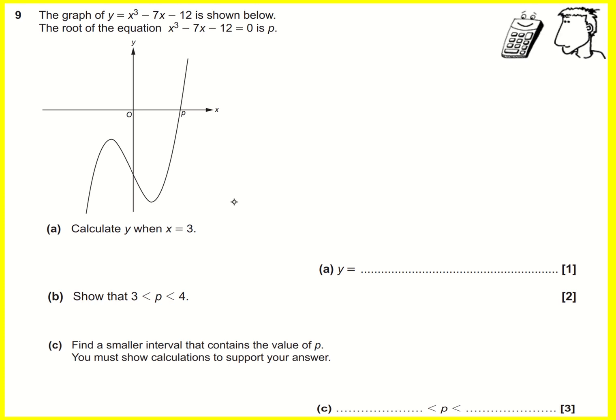Calculate y when x equals 3. Well, y is going to equal, we just substitute our 3 into here, replace all our x's by 3's. 3 cubed minus 7 times 3 minus 12.